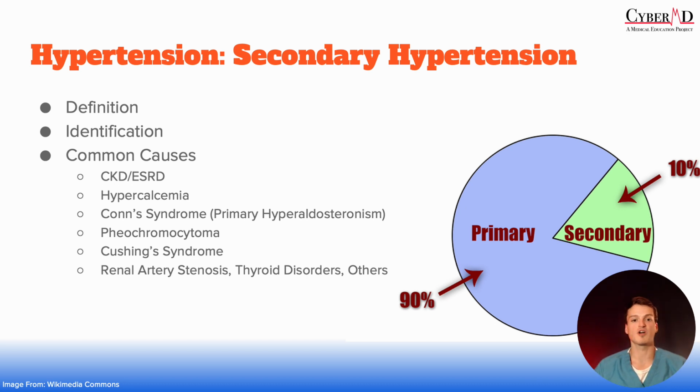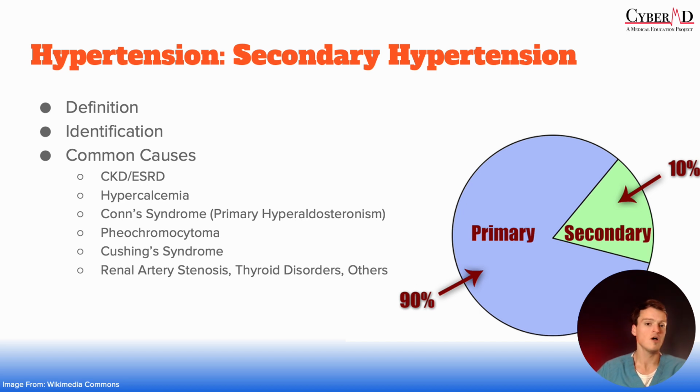So let's discuss some common causes very quickly of secondary hypertension, which can include chronic kidney disease and end-stage renal disease. It can include hypercalcemia. Remember that elevated calcium levels can increase blood pressure by various mechanisms, including increasing the vascular resistance and altering the function of those vascular smooth muscle cells. So if they have symptoms like fatigue, muscle weakness, a history of kidney stones, maybe consider hypercalcemia.